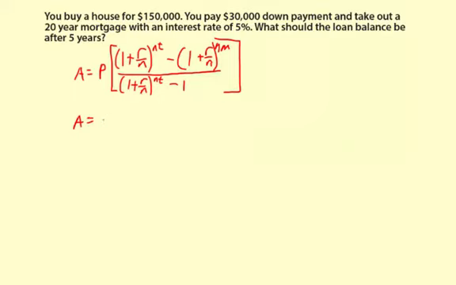So the amount of the loan is $120,000 because you bought the house for $150,000, but your down payment was $30,000. So then it's 1 plus, and the interest rate is 5%, so 0.05 over 12. And that's raised to the NT power. The NT, that equals 12 times per year times 20 years, or 240.